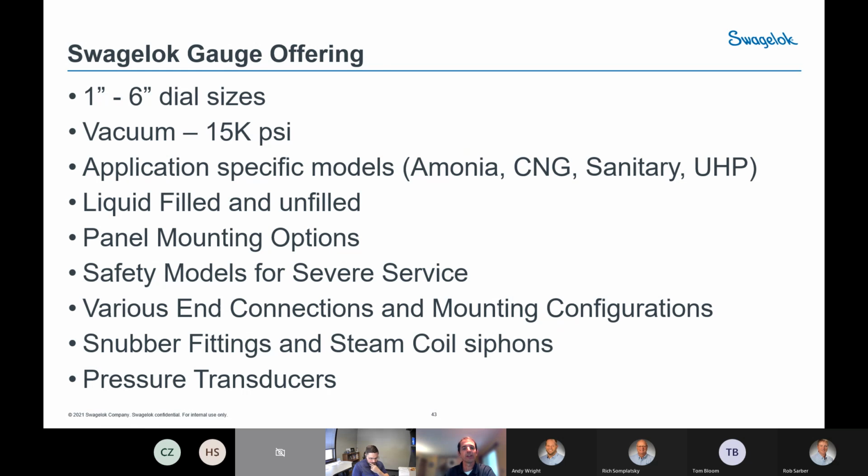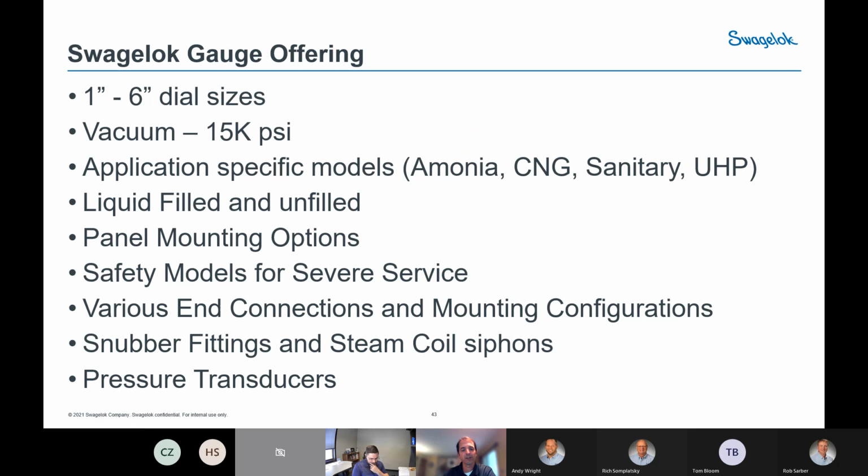We do have safety models that are used for severe service. They're designed so that if they fail, they will blow out from the back side of the gauge instead of the front. So it's better safety for an operator in that situation. We have various different end connections and mounting configurations.